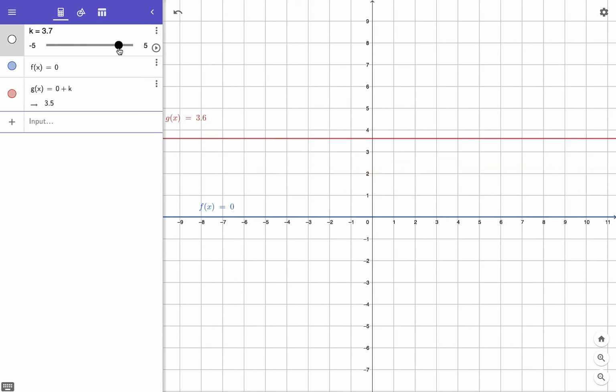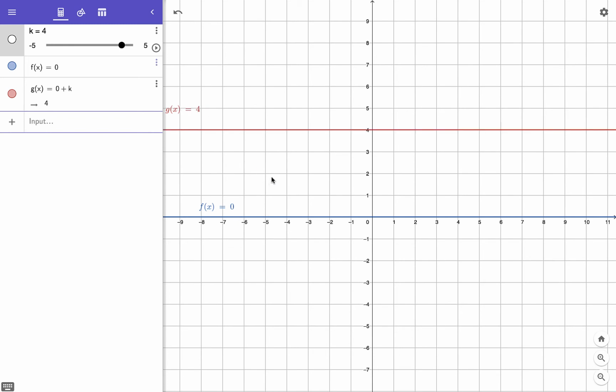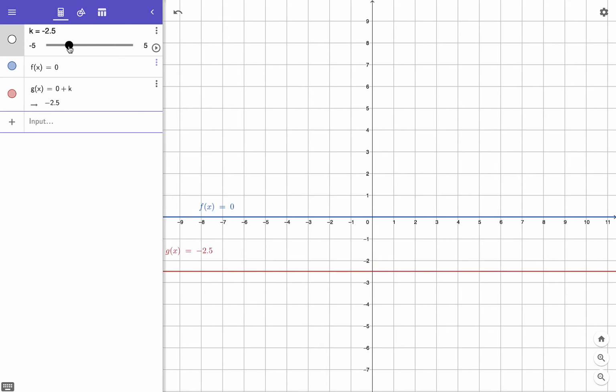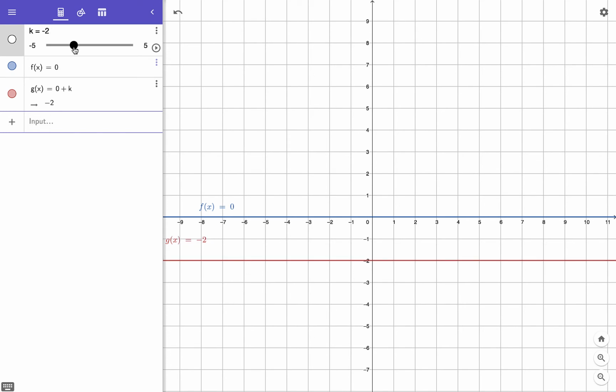This is 1 unit up of the parent function f of x equals 0, and so on. That's it. This is up. Okay, 4 units up, a transformation 4 units up of f of x equals 0. If k is negative, it's a transformation down, like in this case, k equals negative 2, as you can see. So the new function is g of x equals negative 2. What's the relation here? This is a vertical translation, 2 units down of the parent function.